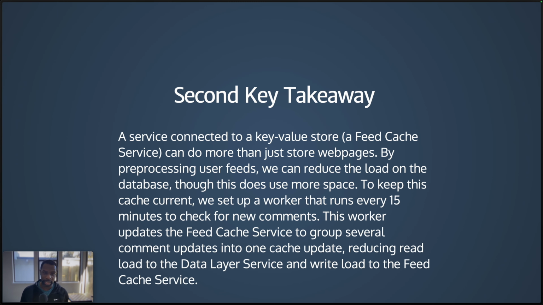Second key takeaway: a service connected to a key value store, here a feed cache service, can do more than just store web pages. By pre-processing user feeds, we can reduce the load on the database, though this does use more space. This is the trade-off. To keep this cache current, we set up a worker that runs every 15 minutes to check for new comments. This worker updates the feed cache service to group several comment updates into one cache update, reducing read load to the data layer service and write load to the feed cache service. So that batching becomes a very important part of this.